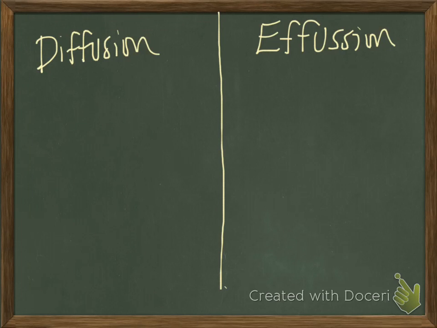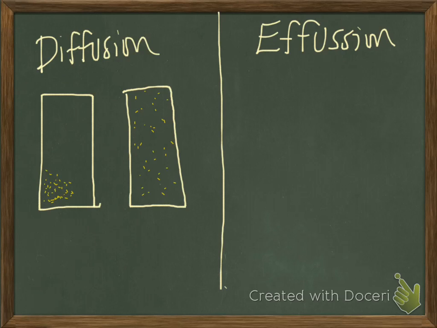Okay, so we've got diffusion and effusion. Two concepts we talked about before, but let's do a refresher. What are they? What is diffusion? So what we have here is a bunch of gas in our first cylinder that's all in one area. That is an area of high concentration.